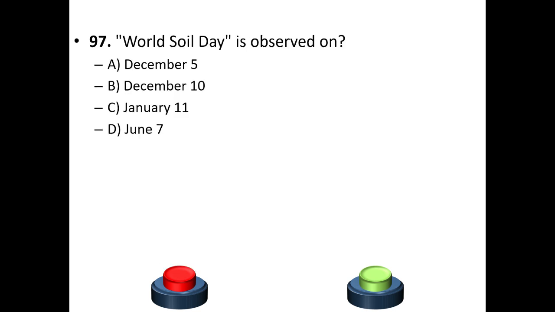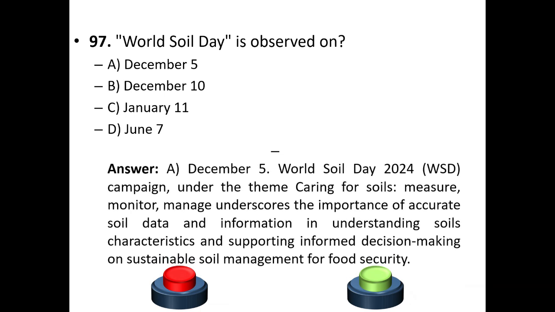Question number 97. World Soil Day is observed on December 5th, December 10th, January 11th, June 7th. Which is the answer? Your answer is option A. December 5th is observed as World Soil Day. The World Soil Day 2024 campaign, under the theme Caring for Soils: Measure, Monitor, Manage, underscores the importance of accurate soil data and information in understanding soil characteristics and supporting informed decision making on sustainable soil management for food security.